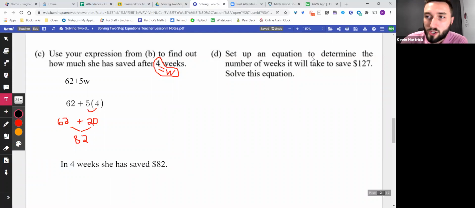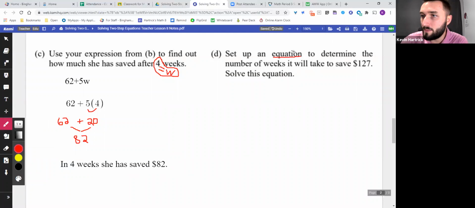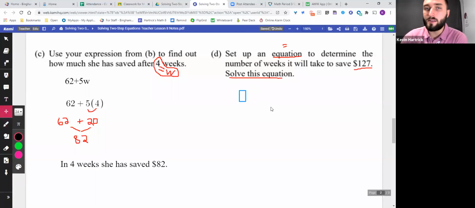Set up an equation to determine, okay, now equation. Equation means there has to be an equal sign, okay? So set up an equation to determine the number of weeks it'll take to save $127. Then solve this equation. So the equation is going to have an equal sign, and on the other side of the equal sign is going to be my total that I'm trying to get to. I'm trying to get to $127. So she's trying to save that much. So I know at the end of my equation, it's going to have to equal 127.